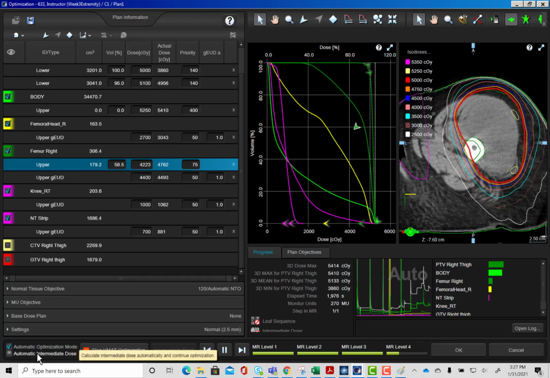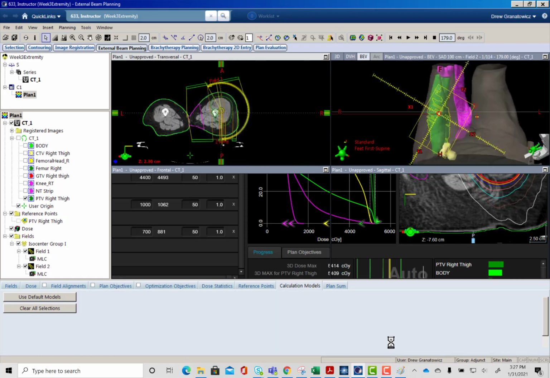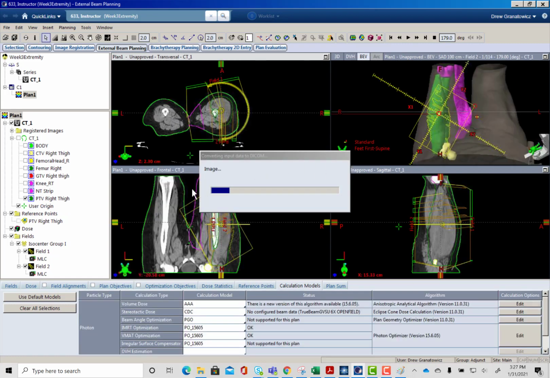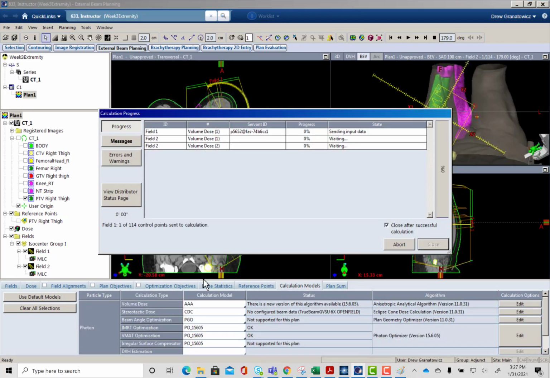But what intermediate dose does is after it finishes level 4, it'll use a slightly more accurate algorithm to calculate your dose, and then it'll pop the plan back into the beginning of level 4 and let the optimizer kind of clean up anything it needs to after doing that slightly more accurate calculation.